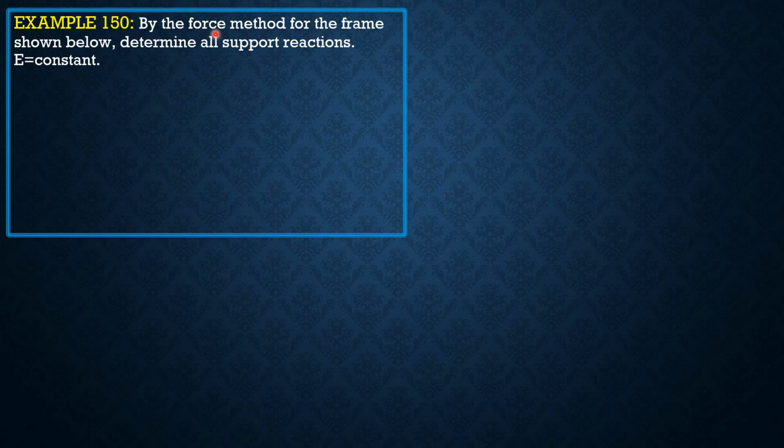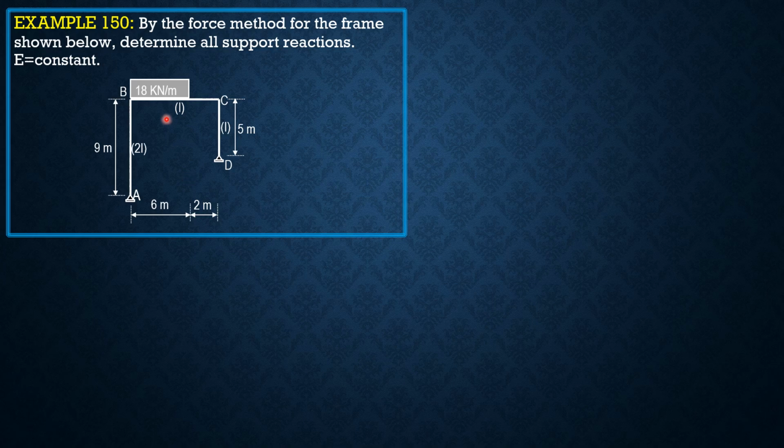But for frames with degree of indeterminacy greater than 1, I will present the solution by the energy method, the method of least work, because it is more direct and shorter in solution. So we will have more frames applying the method of least work in the succeeding examples. So here is the frame.